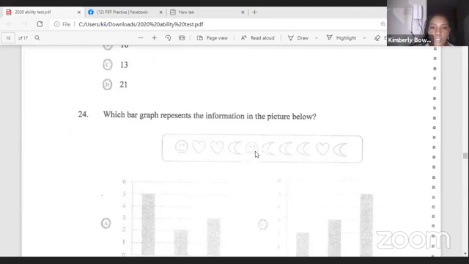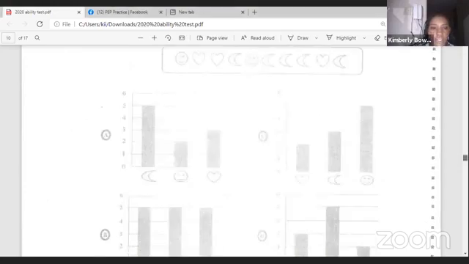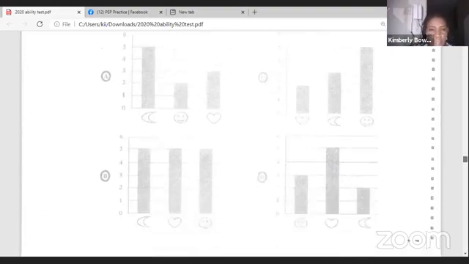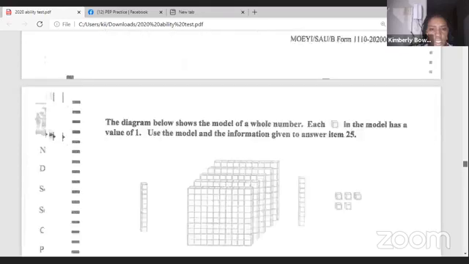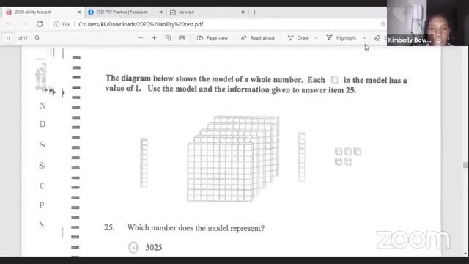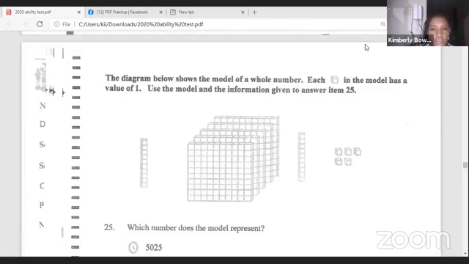1, 2 smiley faces, 3 hearts, 3 hearts, and then 5 moons. That's A. So that's 2 smiley faces, 3 hearts, and 5 moons, 5 crescent moons. So the answer is A. Yes, everybody's back on A. 5 moons. Yes, I said 5 moons. So it's A.